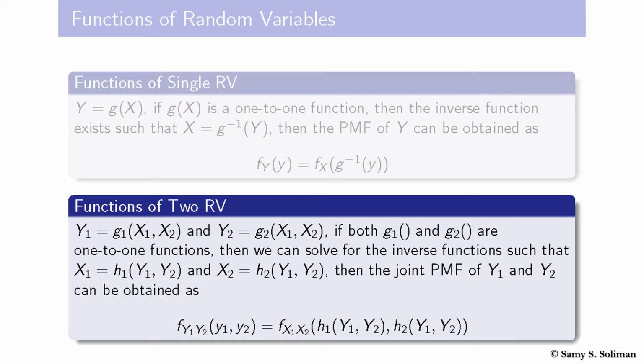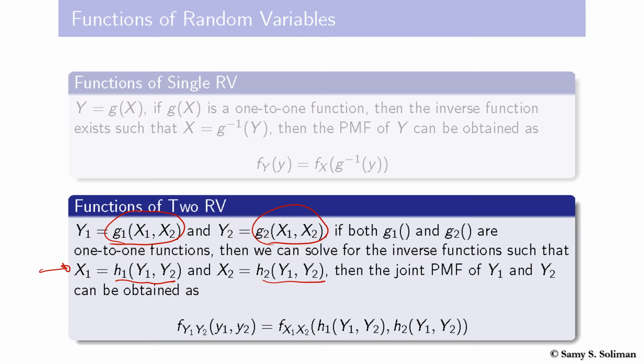So it says here that if you have y1 given as a function of x1 and x2, where x1 and x2 are the known random variables for which we know their joint distribution, and y2 is the second new random variable defined in terms of x1 and x2 using the function g2. If both functions g1 and g2 are one-to-one, then we can find the inverse functions such that x1 is uniquely defined in terms of y1 and y2, and x2 is defined uniquely in terms of y1 and y2, where h1 and h2 are the inverse functions.